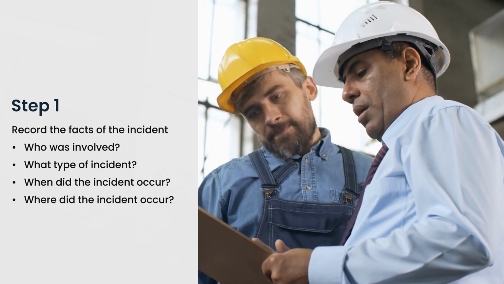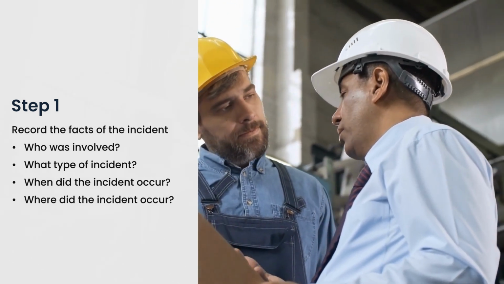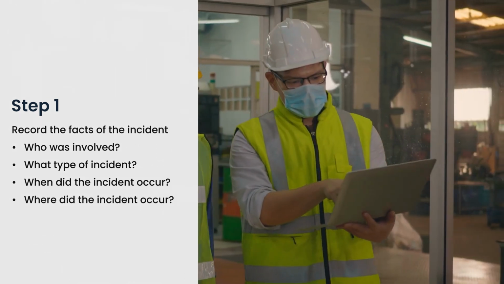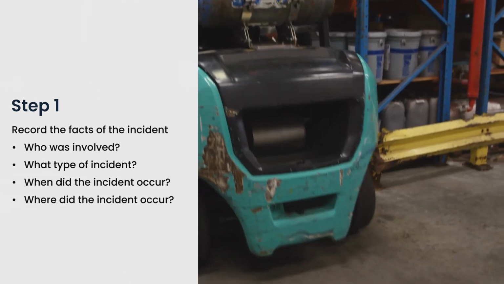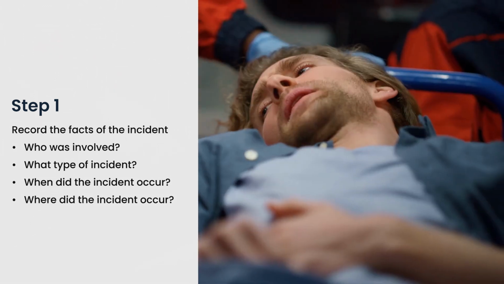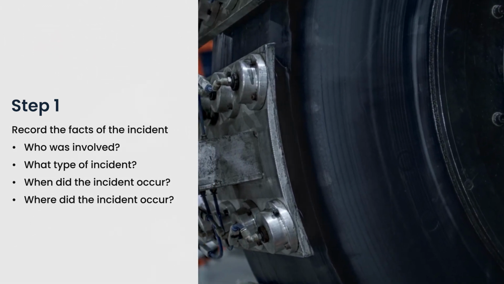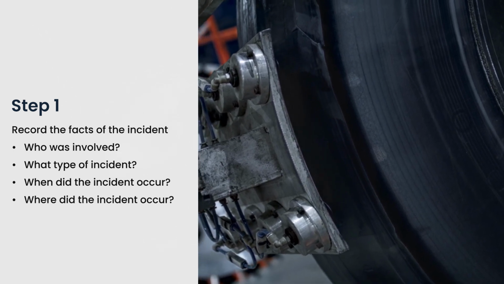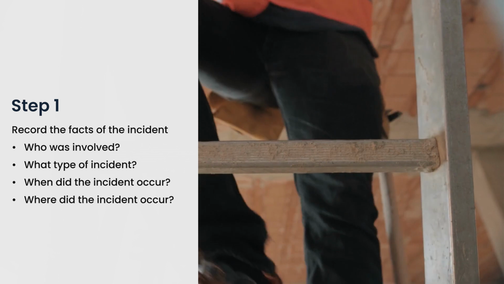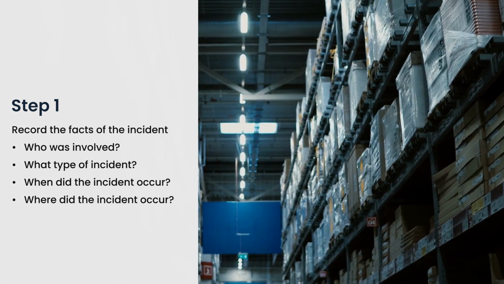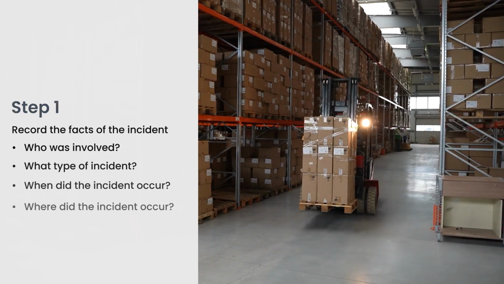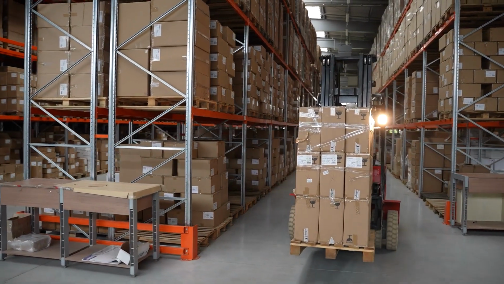Step 1. Record the facts of the incident, which should answer these questions. Who was involved in the incident? What type of incident? This can range from injury to illness to property or equipment damage. When did the incident occur? Where did the incident occur? Be as specific as possible, especially if you have multiple buildings or a large space with multiple stations.